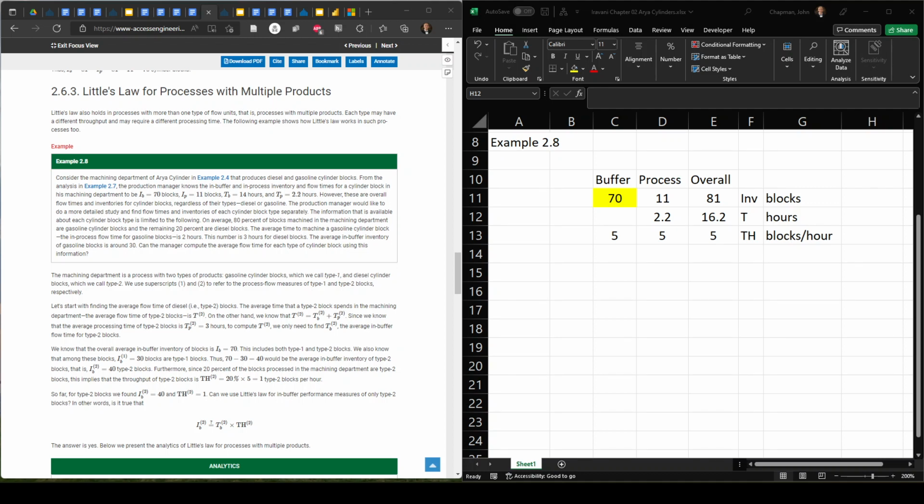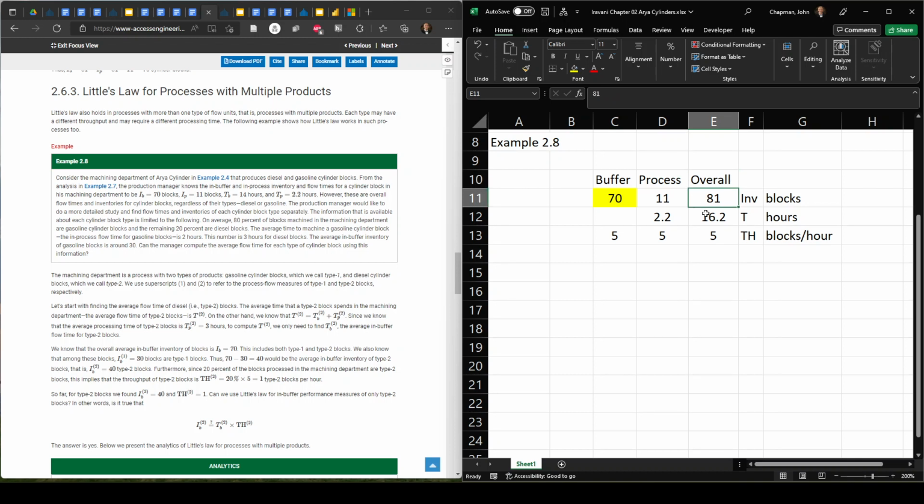Okay, the next recording here is about example 2.8. We are going to leverage what we learned from 2.7 and build onto this. We're going to try to do this in this same overall model where we have a buffer and a process and we have an overall.